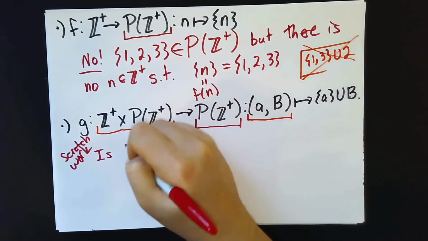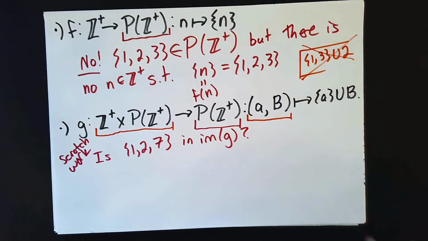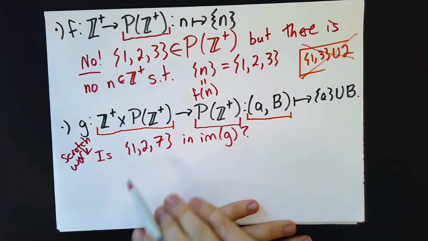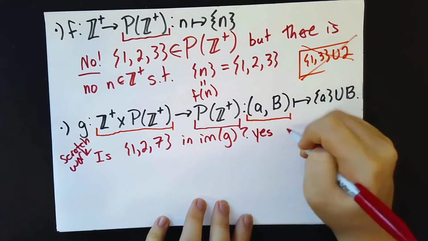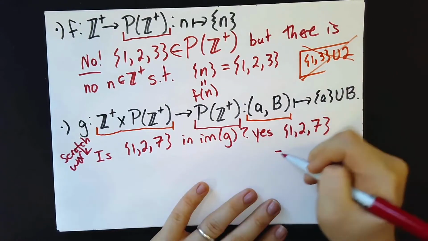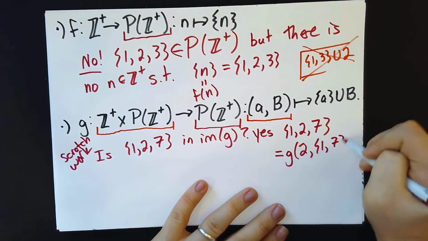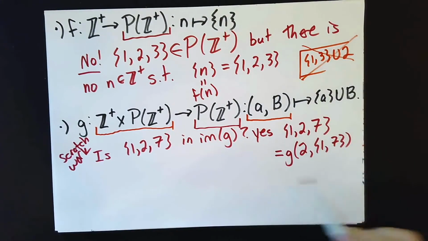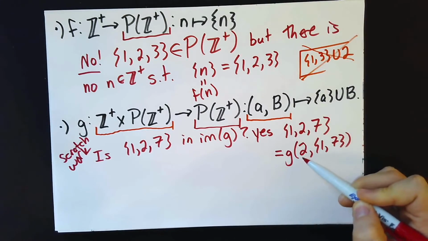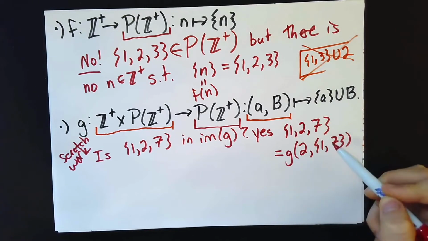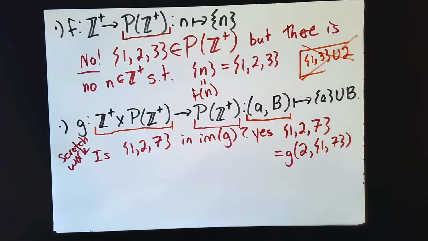I'm just going to ask myself, say, is {1, 2, 7} in the image of this function? In other words, can I think of something that maps to the set {1, 2, 7}? And as it would happen, yes. {1, 2, 7} happens to be the thing I get if I take g of (2, {1, 7}). Namely, what does g do? Again, it takes the set that is in the B slot, and then it throws in the element in the a slot. So when I take the set {1, 7} and then throw in 2, I get {1, 2, 7}. So that set is in the image.